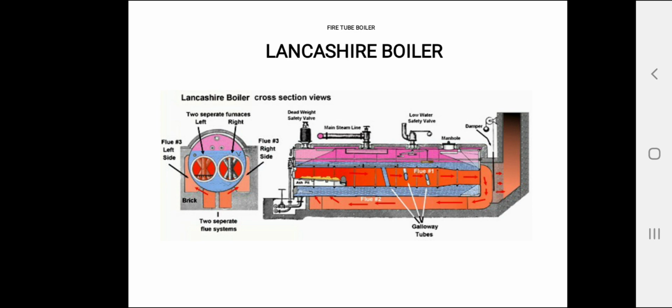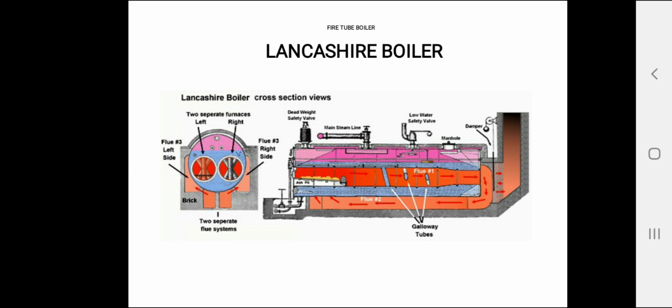You can see in the figure the Lancashire boiler. The circles you are seeing in red color are the fire tubes. Two tubes are there. From the side also flue gases are flowing. The heat is generated and passes through the bottom, then the two tubes, then from the side. So from all three sides the hot flue gases are passing.